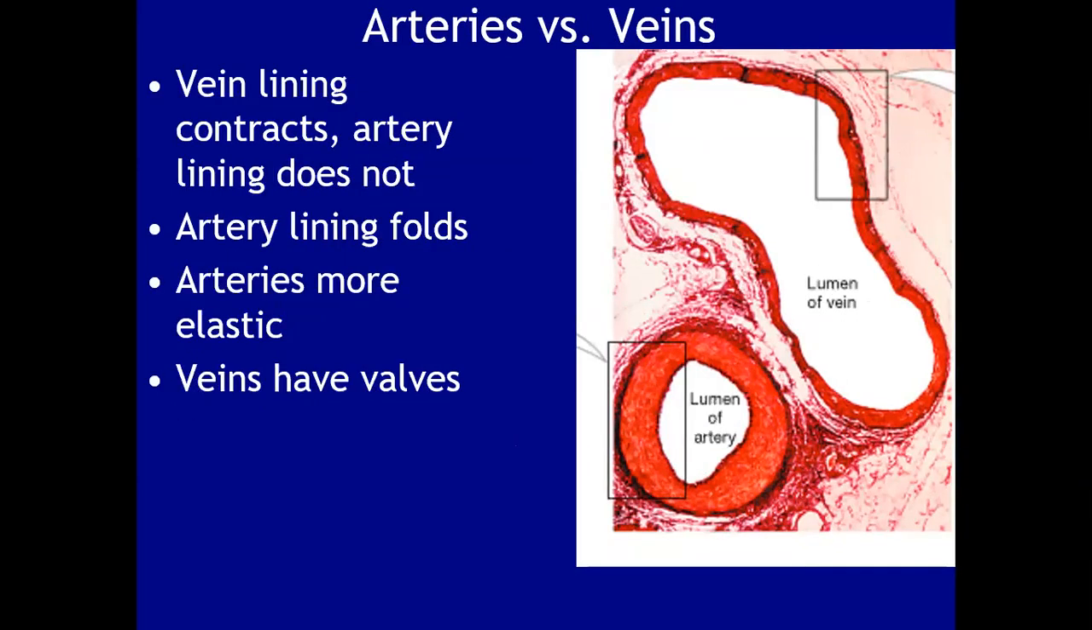Okay, so like we said, the veins lining contracts, which means we don't get the rippling effect here. The artery lining creates the folds, those ripples that we looked at on the inside here. A lot more elasticity here. And the last big thing, veins have valves. They're under such low pressure, we have to put valves here to prevent backflow of blood. And I'll talk to you about those.